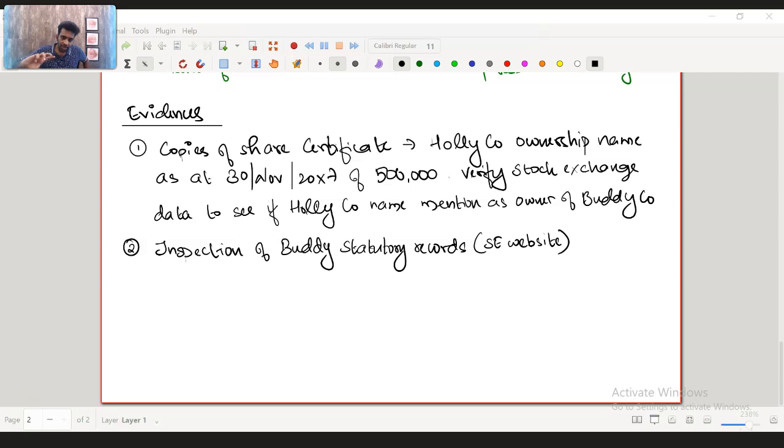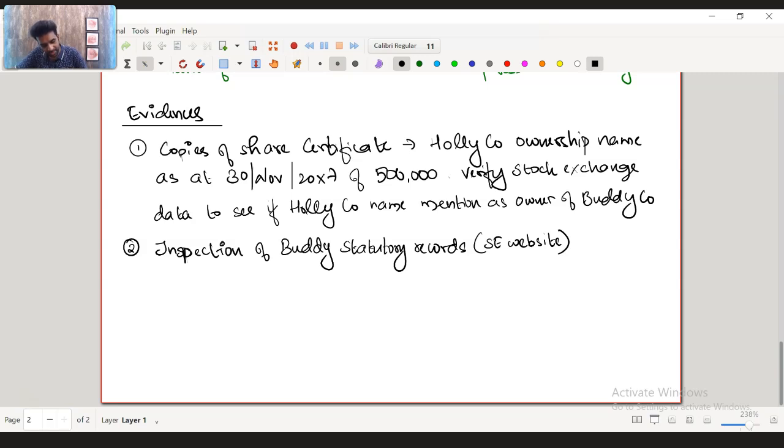So we need to verify whether the total shares issued to all the shareholders by Buddyco multiplied by 18% comes to 500,000 shares or not. Because the problem is, if 500,000 shares are purchased by Wholly Company, but Buddy company has issued only less than 25 million, then the percentage will become more. It will become 20% or more. So we need to verify that the 500,000 shares represent only 18% of Buddy company or not.